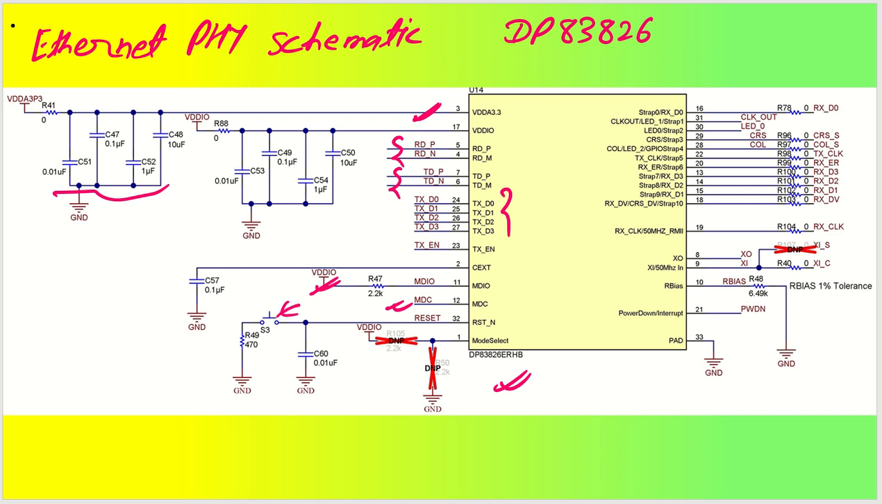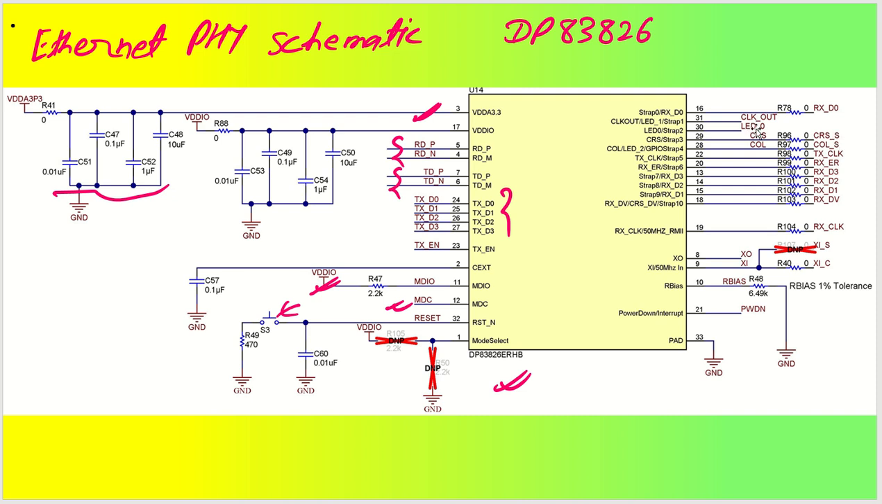So, reset switch: if you want to reset this particular Ethernet PHY IC, then you can press this particular switch to reset this IC. Coming back to the receive side, we have all the control lines and receive data lines. You can see we have receive data valid, then the receive data signals D1, D2, D3, and D0 will also be there. Then we have transmit clock, collision detection, and then carrier sense lines.